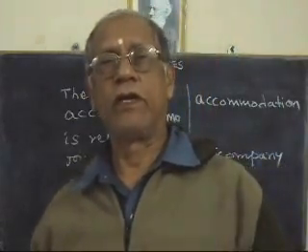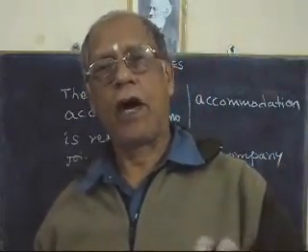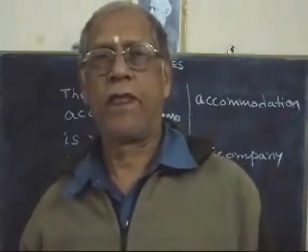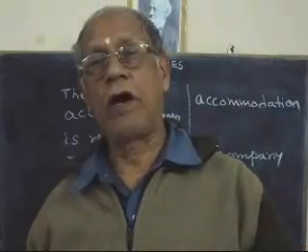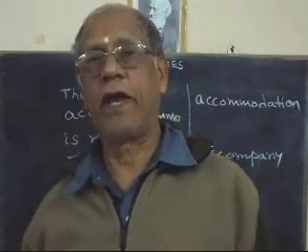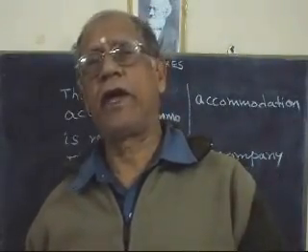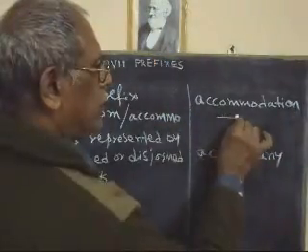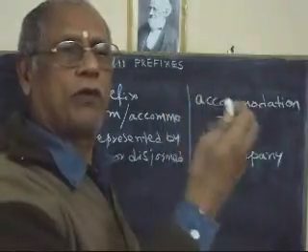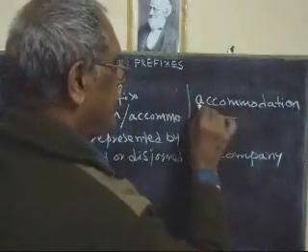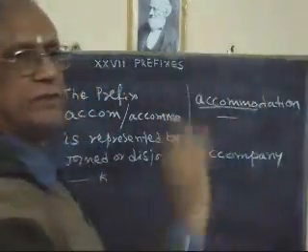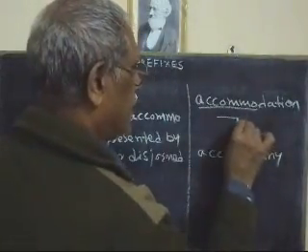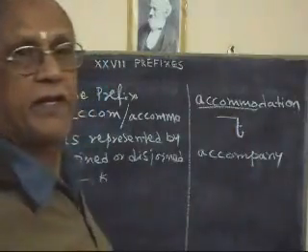Sometimes the sound akam or akamo occurs as a prefix in some words. Now this akam or akamo is represented by joined or disjoined k. Let us see the example. Accommodation. Akamo over. You see? Akamo over. Dation. That's all we write.